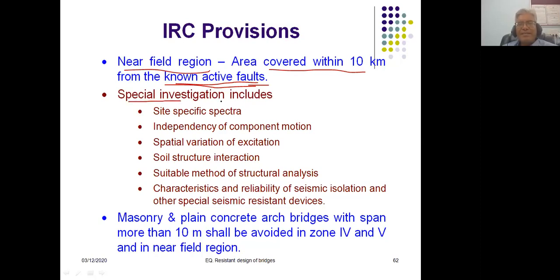What does a special investigation include? It needs a site-specific spectra, independence of component motion, spatial variation of excitation, soil structure interaction, suitable method of structural analysis, characteristics and reliability of seismic isolation, and other seismic resistant bridge features. So this needs to be covered under the special investigations which are required to be carried out. Masonry and plain concrete arch bridges with span more than 10 meters shall be avoided in zones 4 and 5 and in the near field region. Right? So masonry and plain concrete bridges of more than 10 meters span.